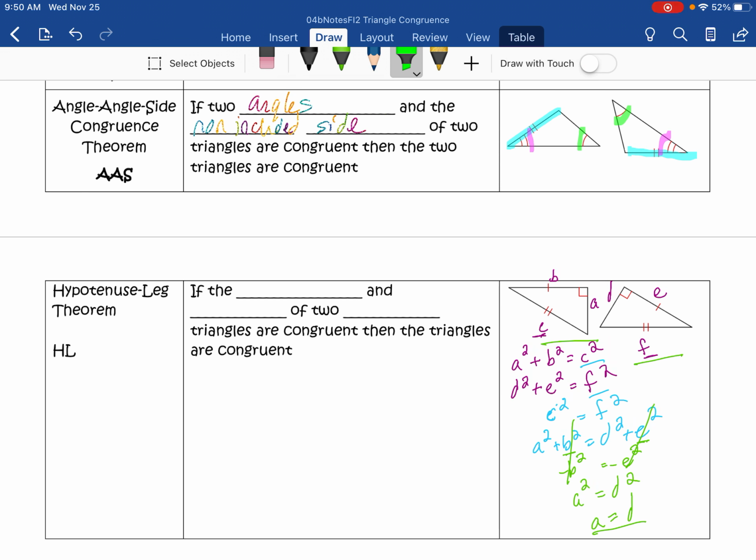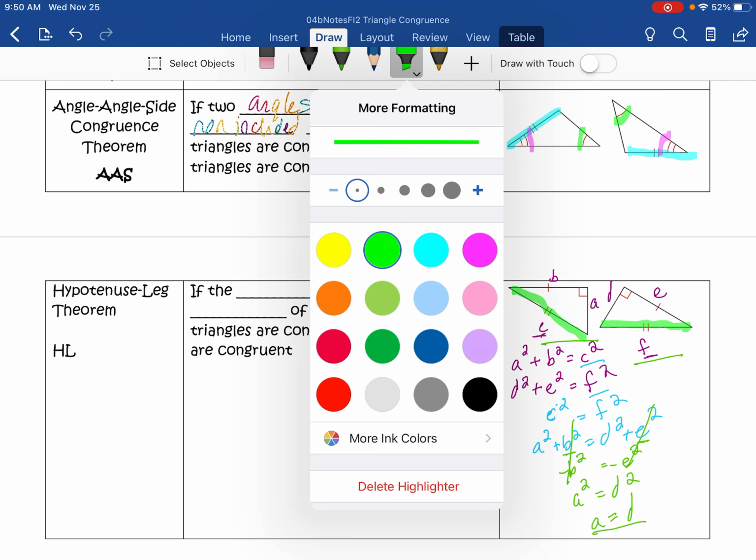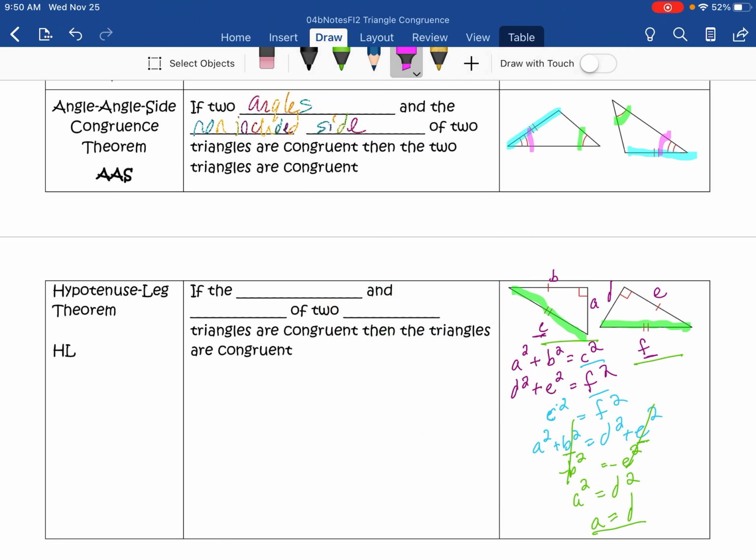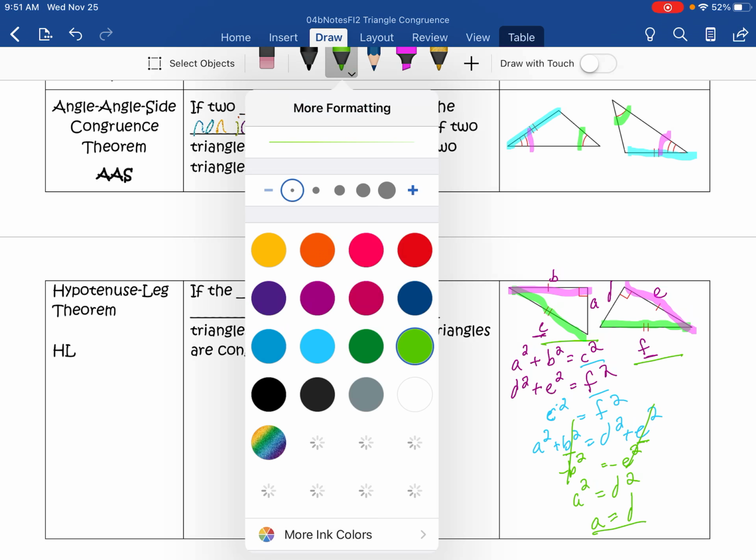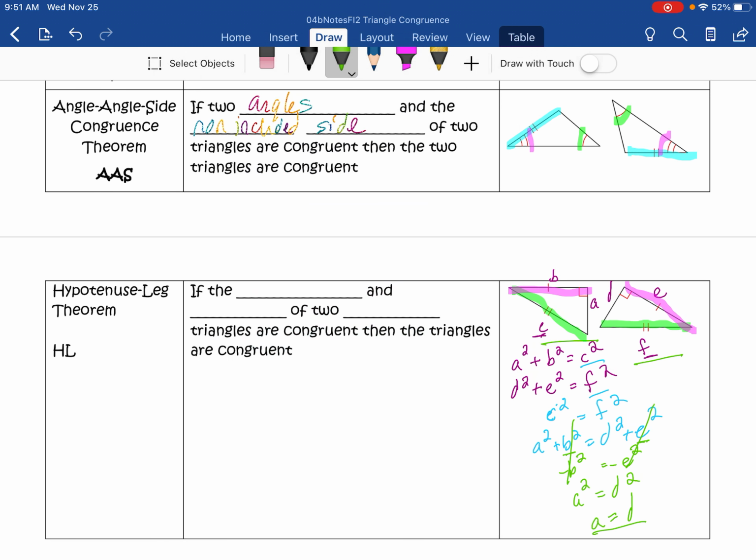But what you really need to know with this is, if the hypotenuse of two right triangles are congruent, and the leg of two right triangles are congruent, then the triangles have to be congruent to each other. There's no other triangle. That third side would have to be the same. So if the hypotenuse and a leg of two right triangles are congruent, then the triangles are congruent.